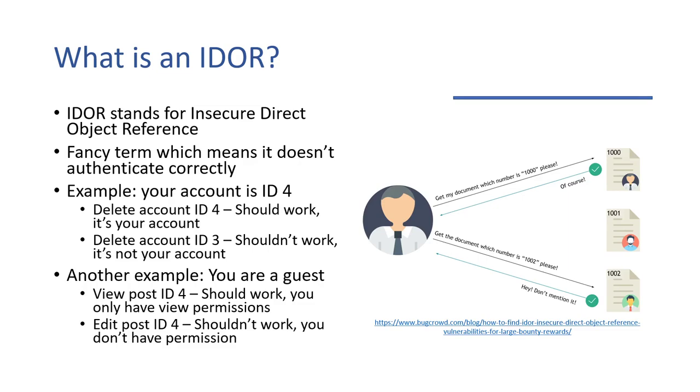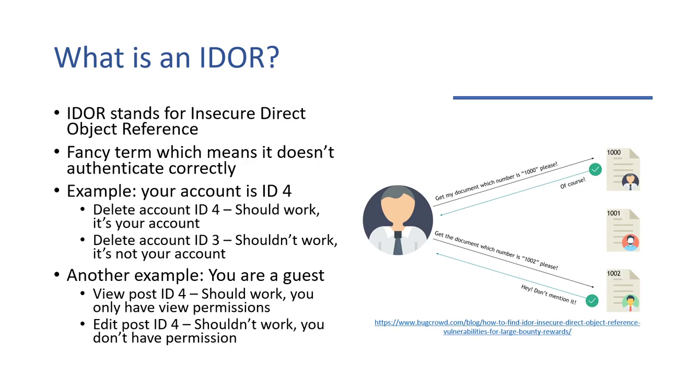Another example is permissions. We're going to see these two strands of IDORs in the case studies as well, which is where you start working with authenticated versus unauthenticated users, and then low permission versus high permission users, which are two different ideas for the same bug and require different setups. So for the other one, you're a guest, you should be able to view post ID 4 because you have the permission to view posts. You shouldn't be able to edit post ID 4 because you only have read permissions, you don't have write permissions.